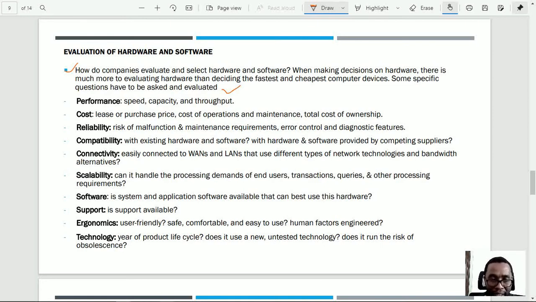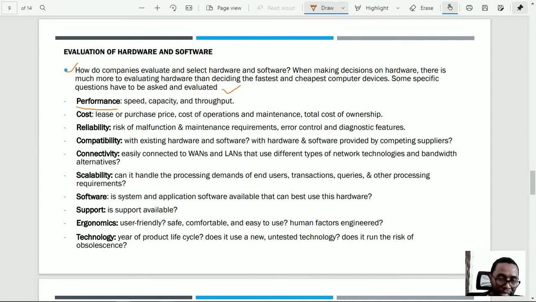Now, let's say it's hardware, or software, or a system that you have there. The first thing you might want to ask yourself is the performance. How is it performing? Performance can be in terms of speed. Is it fast? Is it slow? Is it moderate? Or capacity: how is it processing my data? Is it processing it well or badly?